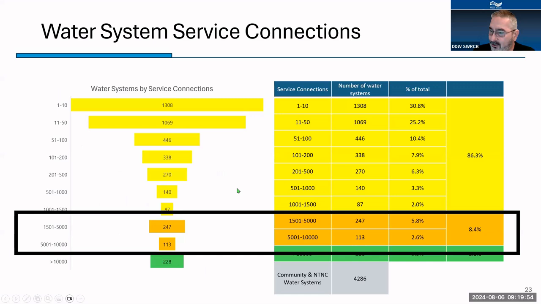The next set are larger water systems. So those between 1,500 and 10,000. So we're talking about 8.4% of the water systems in the state.